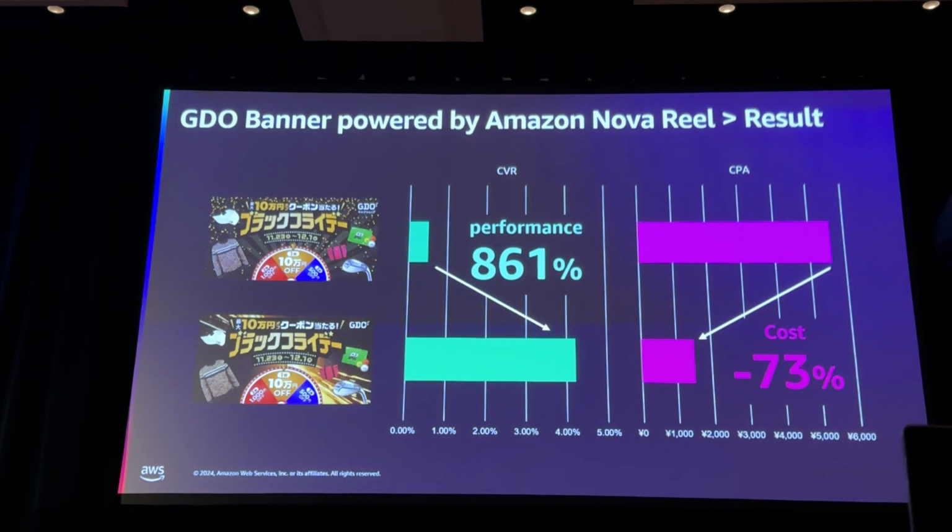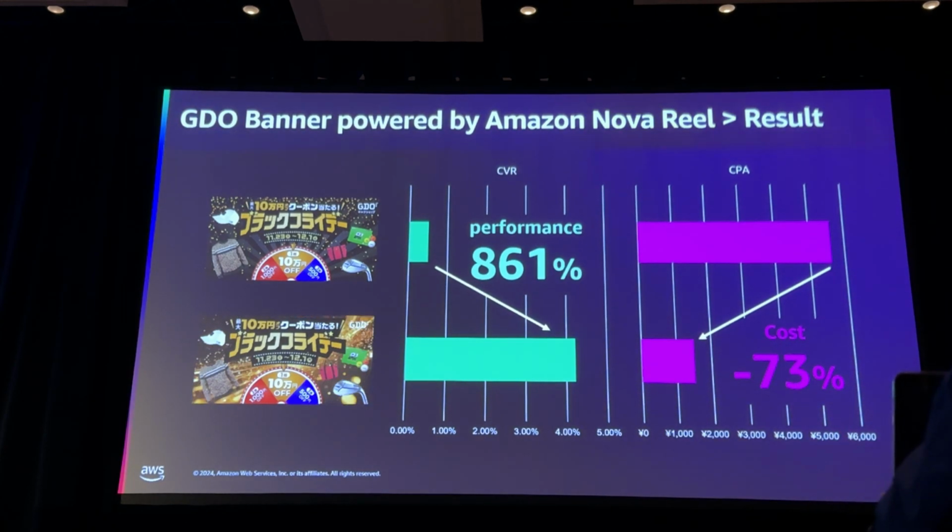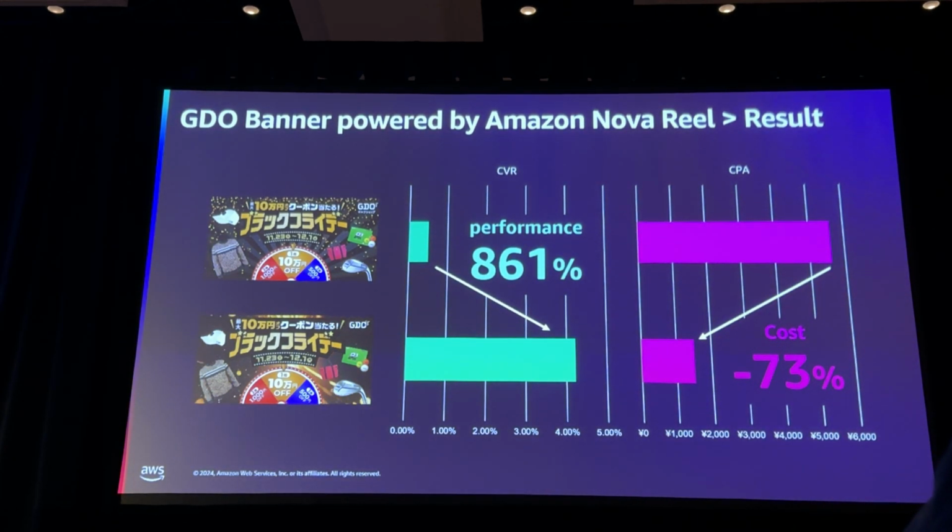And talking about conversion rate, we could obtain 8 times higher performance. And about cost per action, it's very amazing. We succeeded to reduce cost by 73%. And please remember, what I did is just change the background from static to moving. It's really a slight change, but the important thing is this slight change caused such a drastic improvement in performance.